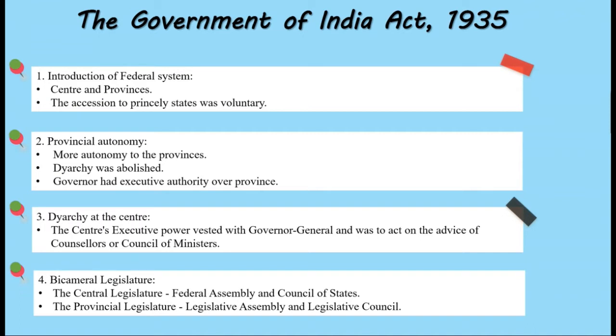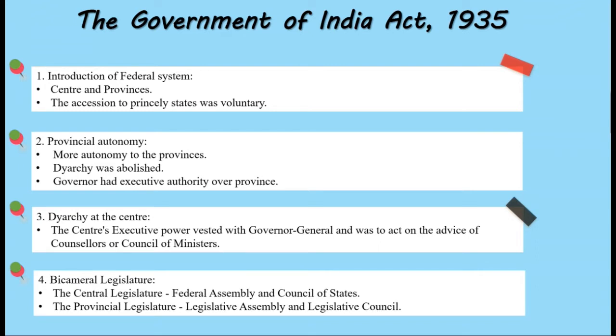A. Simon Commission Report, B. Discussions at Third Round Table Conference, C. Reports of Joint Select Committees, fourth, the White Paper of 1933. Now let us discuss the features of the Government of India Act 1935.